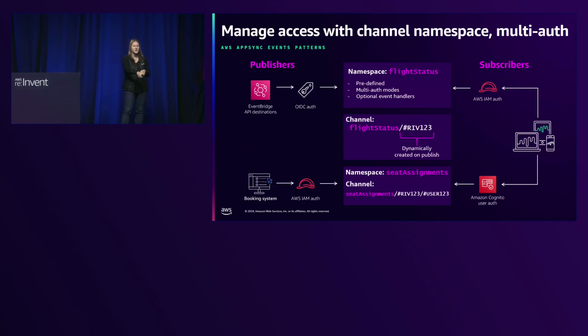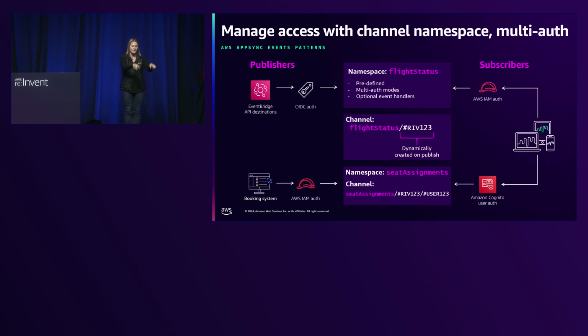We can also add in those optional event handlers. And then for our specific channels, we might provide the flight ID as a channel, which gets dynamically created as you publish. So that RIV123 channel that's listed there doesn't have to be created up front and can be created as a result of something happening on the back end that you want to publish updates to and that you want your subscribers to receive information about. Similarly, we might have another namespace down at the bottom for seat assignments with a channel that includes the flight ID and potentially the user ID in addition.